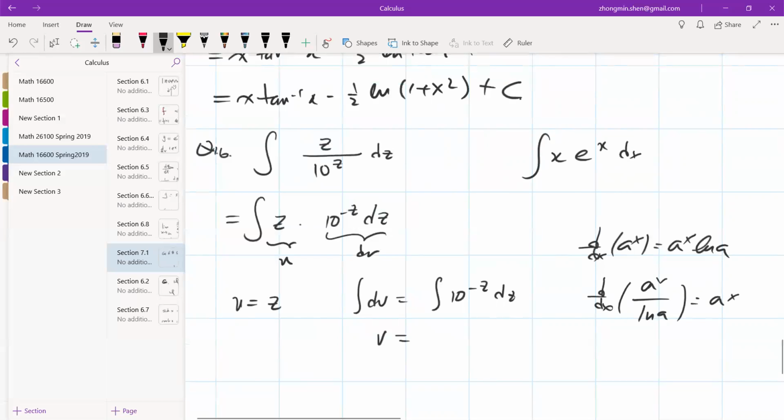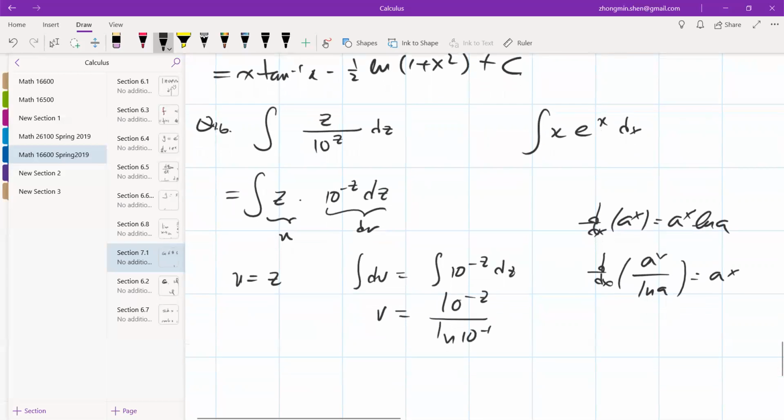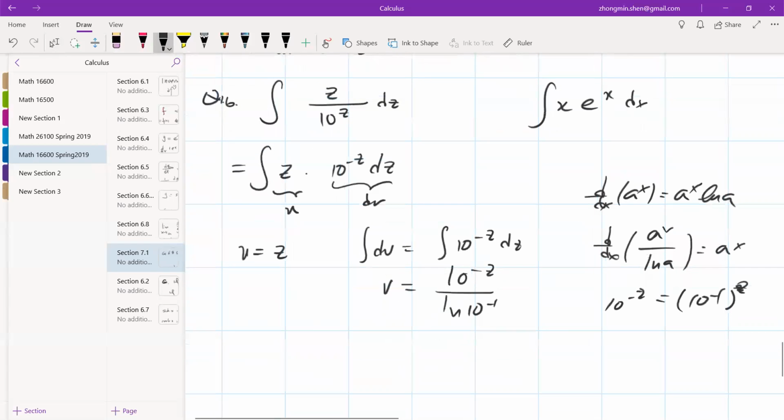So clearly, a is going to be 10 to the negative 1. So v should be equal to 10 to the negative z divided by natural log of 10 to the negative 1. This is going to be 10 to the negative 1 to the z. A is 10 to the negative 1. So that's our v.